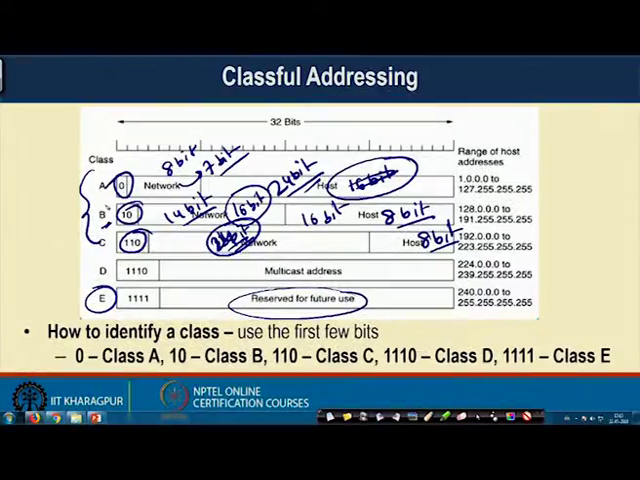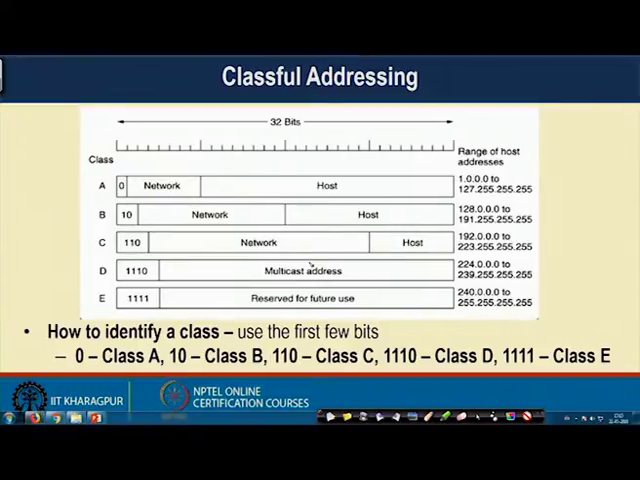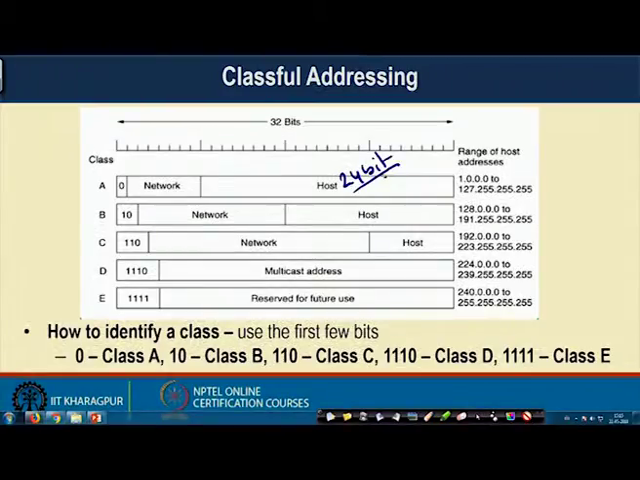Now, in this case, you can see that class A supports the maximum number of hosts. If you are using a 24 bit host address for class A, the supported number of hosts can be as high as 2 to the power 24. Obviously, it is not exactly equal to 2 to the power 24. We will later look into the fact that there are certain reserved IP addresses. So, it is slightly less than 2 to the power 24, but close to it. So, in case of class A, you can support close to 2 to the power 24 number of hosts.